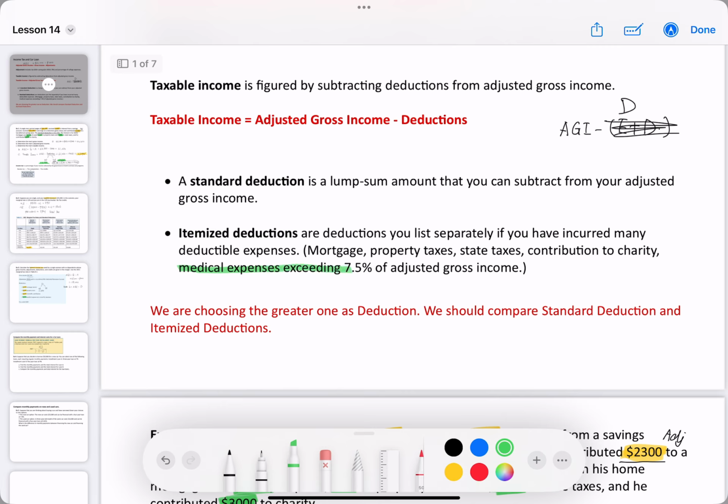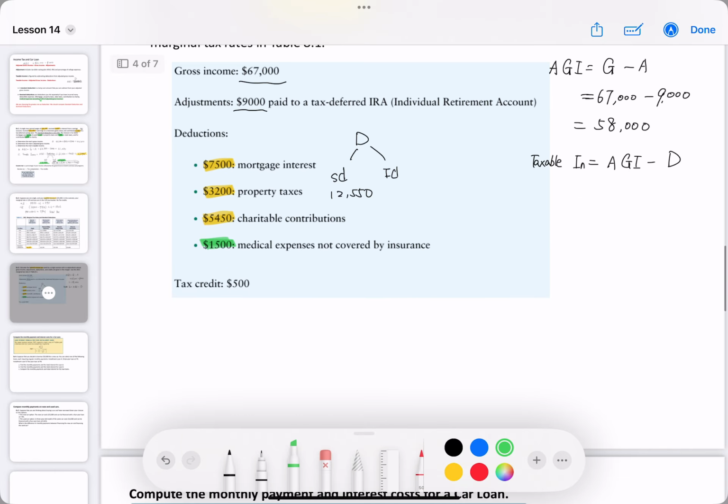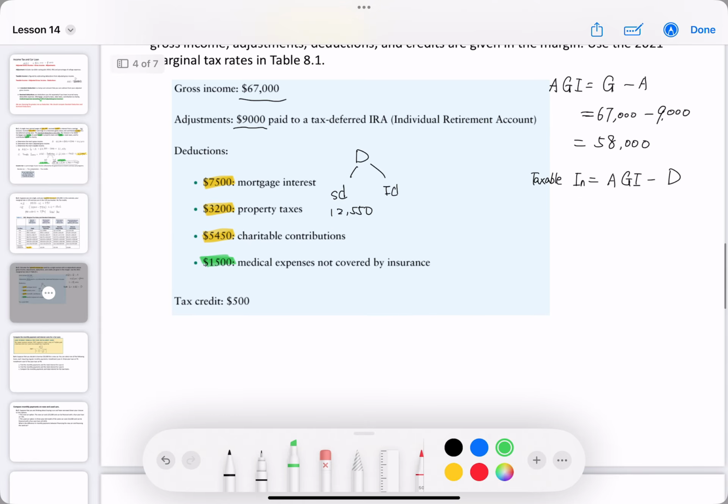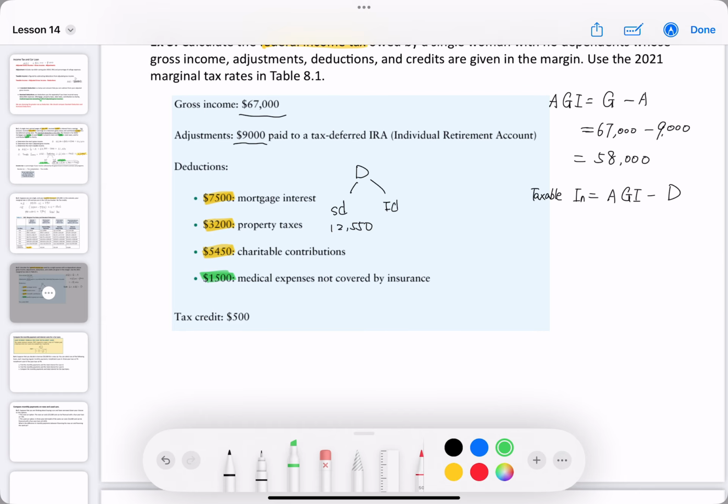The last sentence is that medical expense exceeding 7.5% of your adjusted gross income, your AGI, will be counted as itemized deduction. If it's less than 7.5% of the AGI, then it's not my itemized deduction. Let's see, can I count this $1,500 as my itemized deduction?